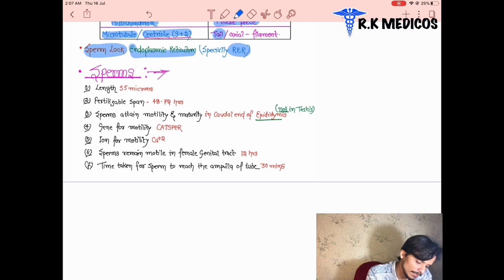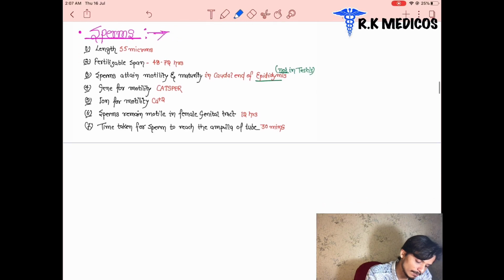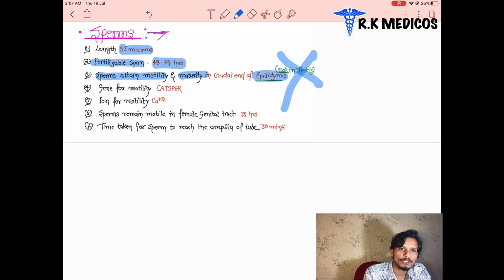Sperm length will be 55 micron. The fertilizable span of the sperm will be 2 to 4 days. They are able to fertilize the ovum. The sperm attains motility and maturity in the epididymis, not in the testis, at their caudal end. The gene responsible for the motility of a sperm is called the Catsper gene, and the ion responsible for the motility of a sperm is calcium. The sperm remains motile in the female genital tract up to 12 hours. The time taken for a sperm to reach the ampulla of the fallopian tube is just 30 minutes.